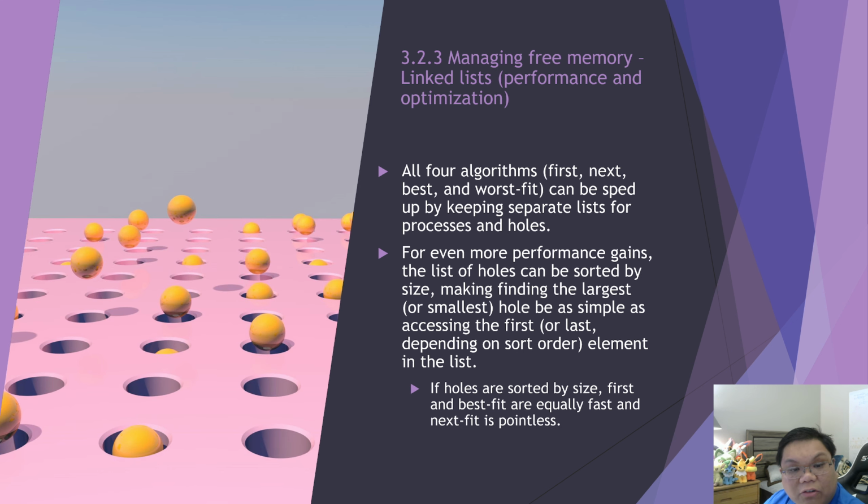All four algorithms, first fit, next fit, best fit, and worst fit, can be sped up by keeping separate lists for processes and holes. For even more performance gains, you can sort the list of holes by size. That makes finding the smallest possible hole or the largest possible hole as easy as looking at the first element in the list. If we sort holes by size, first and best fit are equally fast, and next fit is pointless.